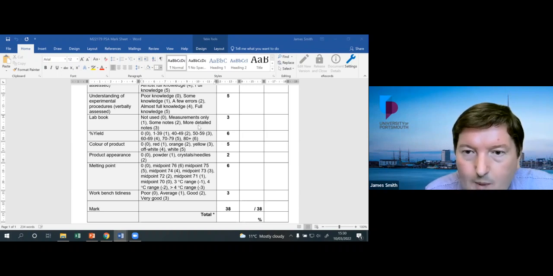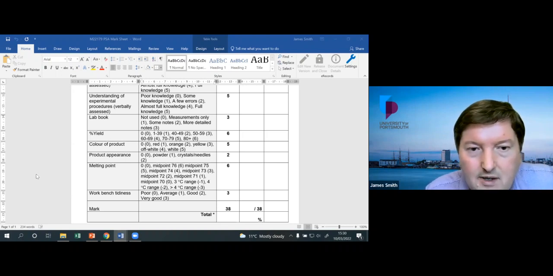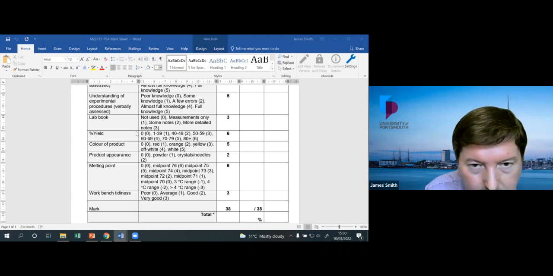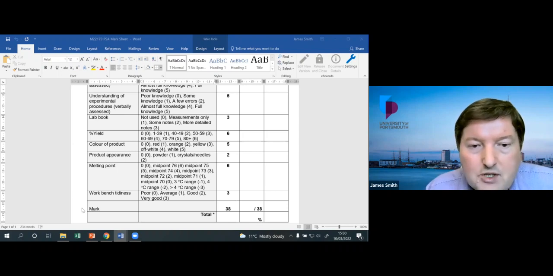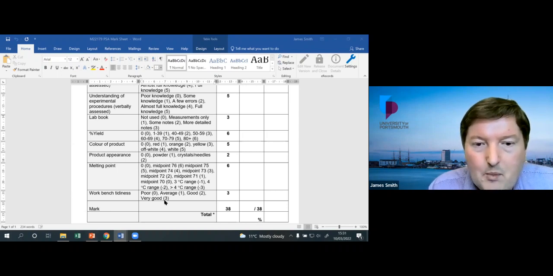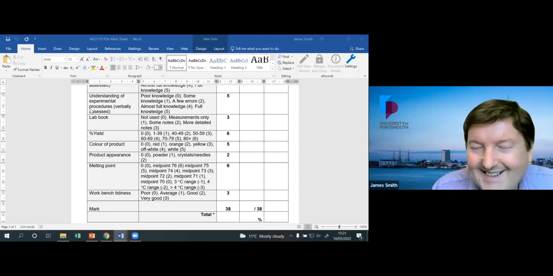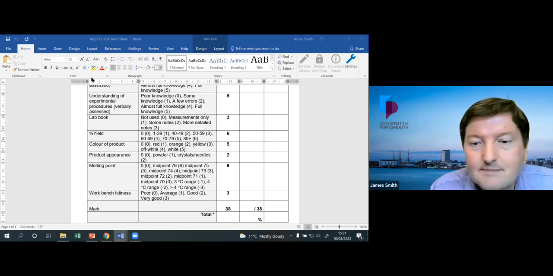Will we be presenting one product at the end as a pair, or do we make our own? Yes, one pair per product. Working in pairs, there'll be one product between you, but each person will have one of these sheets each. So there will be duplication, of course, with this part: the yield, color, appearance, melting point. Might be one person's tidier than the other, so there might be a little bit of difference there, maybe. Right, are we all done on that one?